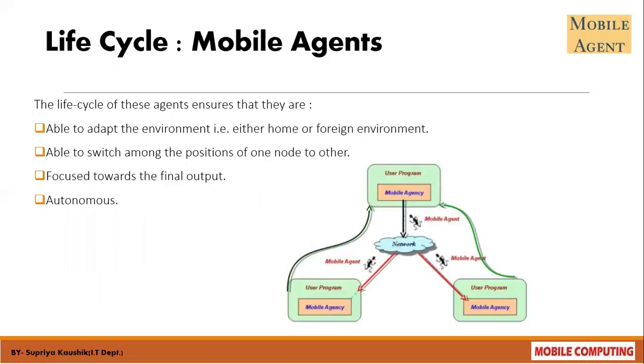Next comes the life cycle of mobile agent. The life cycle of mobile agent ensures that they are able to adapt. Mobile agents can adapt to the environment in which they are working presently. If they are working in the home environment, or in a foreign environment, they can adapt to the environment respectively. They are able to switch from one node to another node, focus toward the final input and final output, and are autonomous in nature.